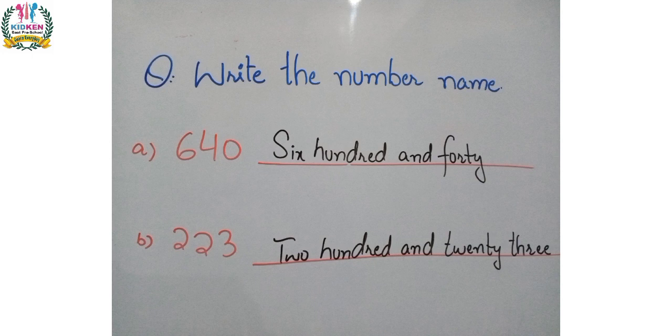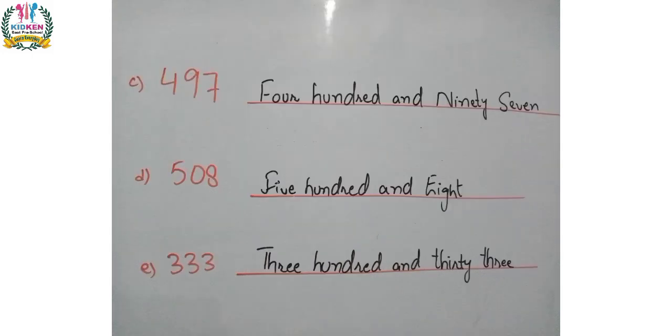Number B is 2, 2 and 3. This is also a three-digit number, and three-digit numbers are in hundreds. So we can write this in words, 223. Next part is 4, 9 and 7. So we can write this in words, 497. Number D is 508. So we can write 508.